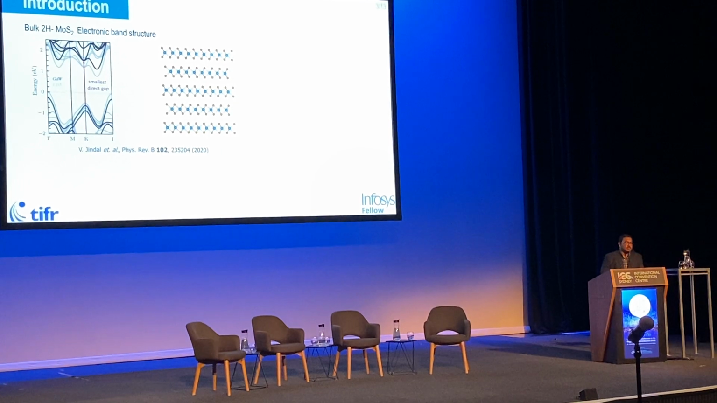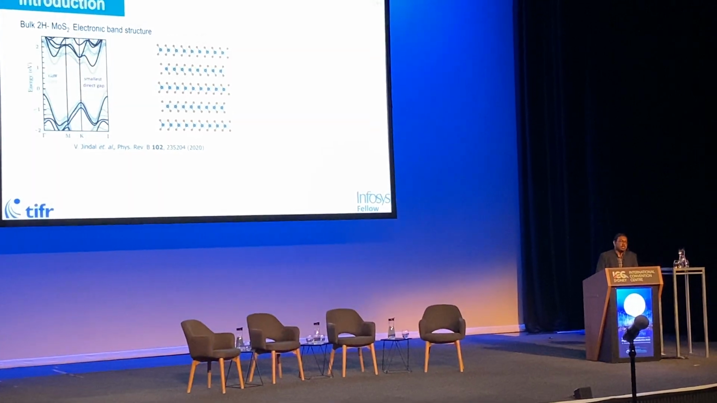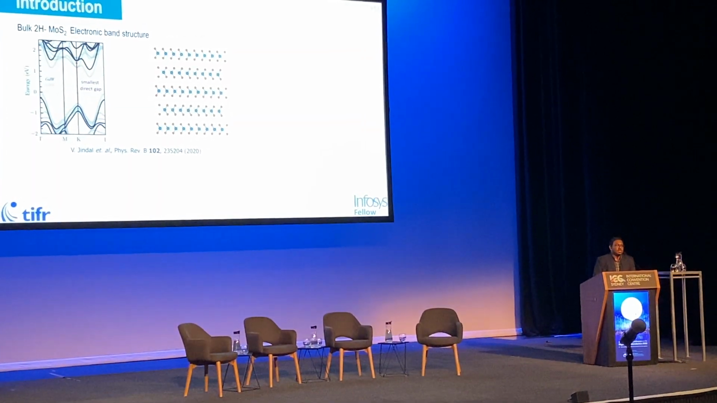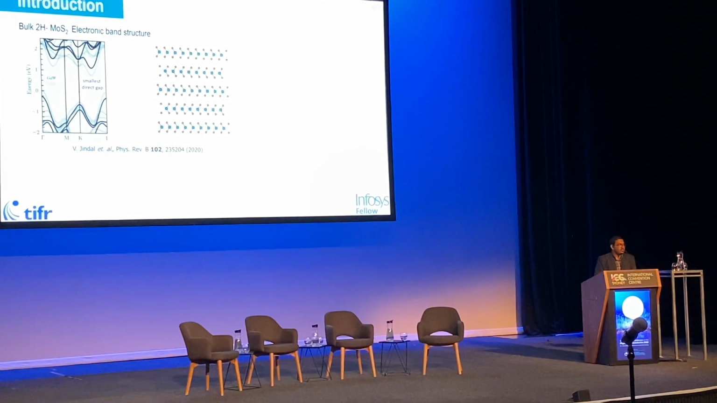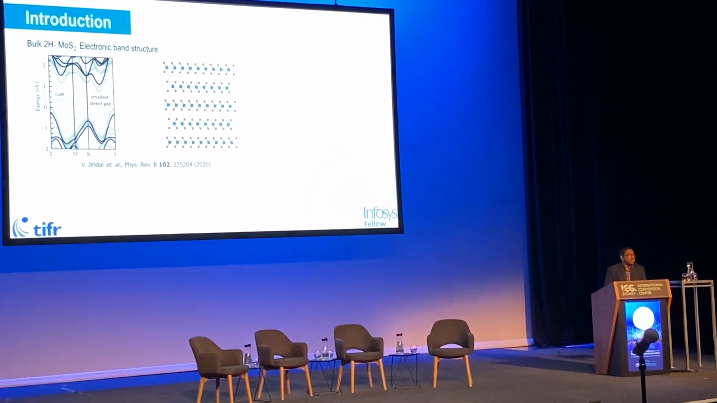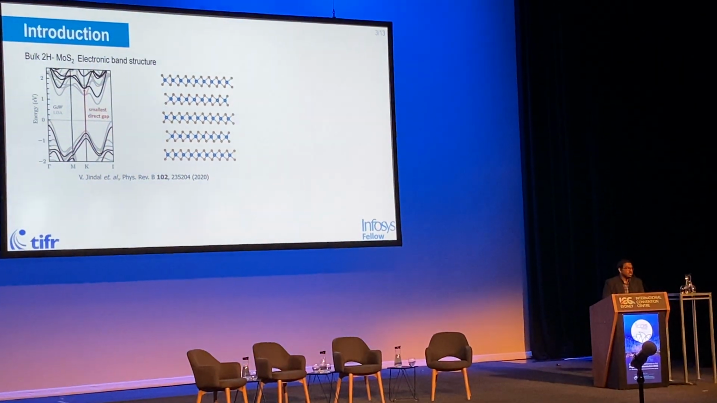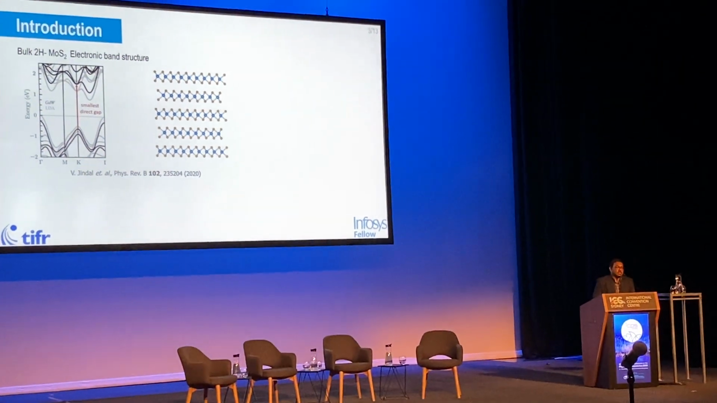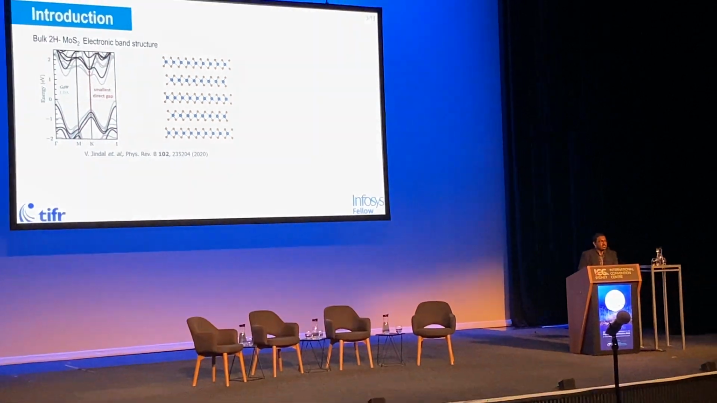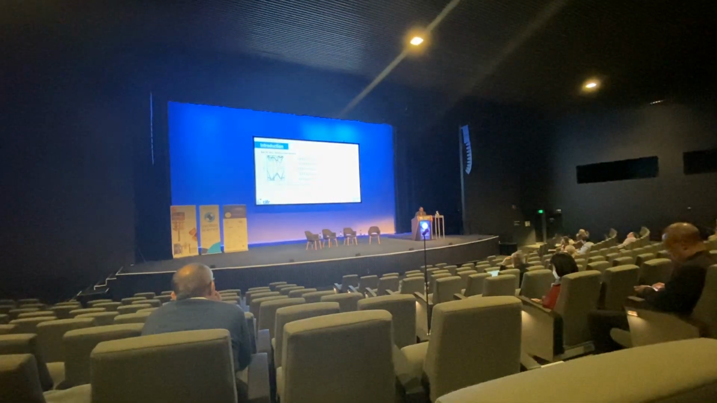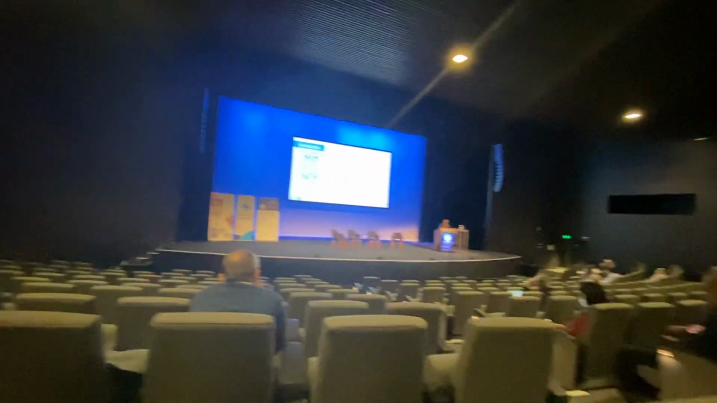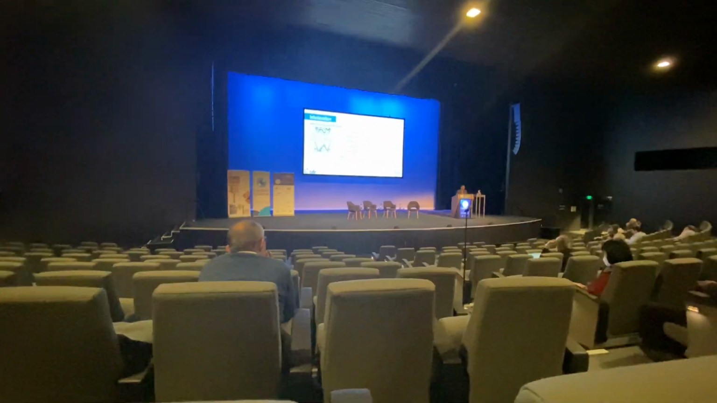So our system is bulk 2H MoS2. This is the crystal structure, and though it's not a direct bandgap material in bulk form, the smallest direct gap forms around the K point of the Brillouin zone. And that point is interesting because in monolayer, the direct band forms around that point. So it's important to study the band structure around that point.